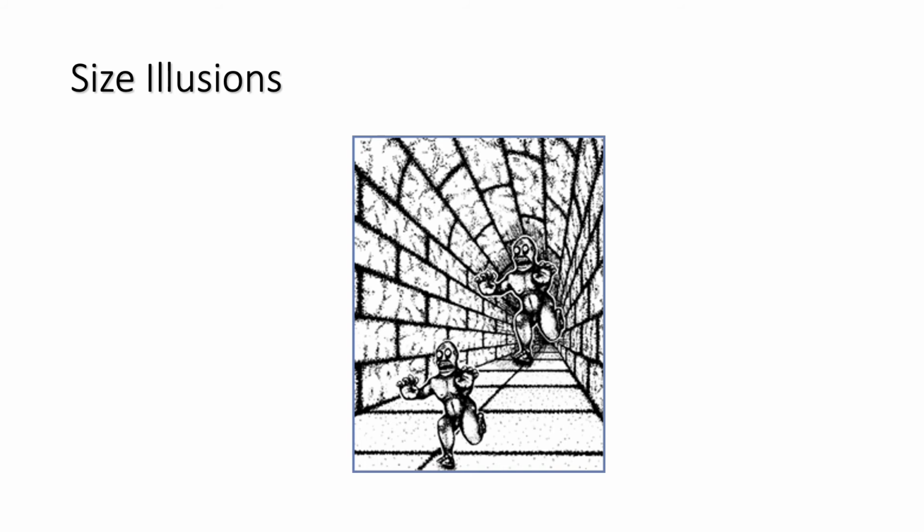Here's another example of the size illusion that tricks us because of the context cues. The two monsters you see in the picture are exactly the same size. But because one of them looks to be farther away, we perceive it to be larger.